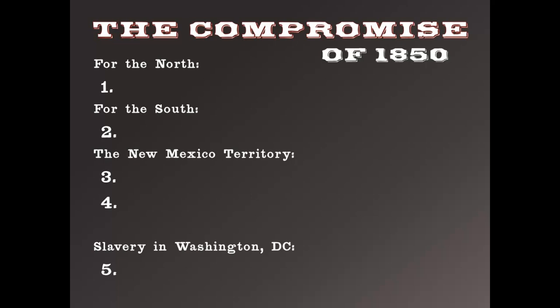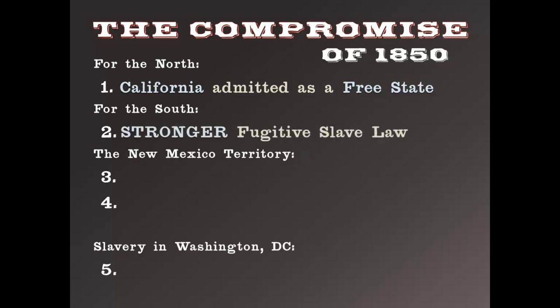There are a couple of different compromises that are really significant. One is California is admitted as a free state. And remember, prior to the Compromise of 1850, there had been debate about slave states and free states, and the Missouri Compromise had been set. The Compromise of 1850 is going to be a little bit different because now California is going to be admitted as a free state. There's going to be a stronger fugitive slave law. That's something that favors the South, whereas the first component, California, which is massive, admitted as a free state, that's something that favors the North.